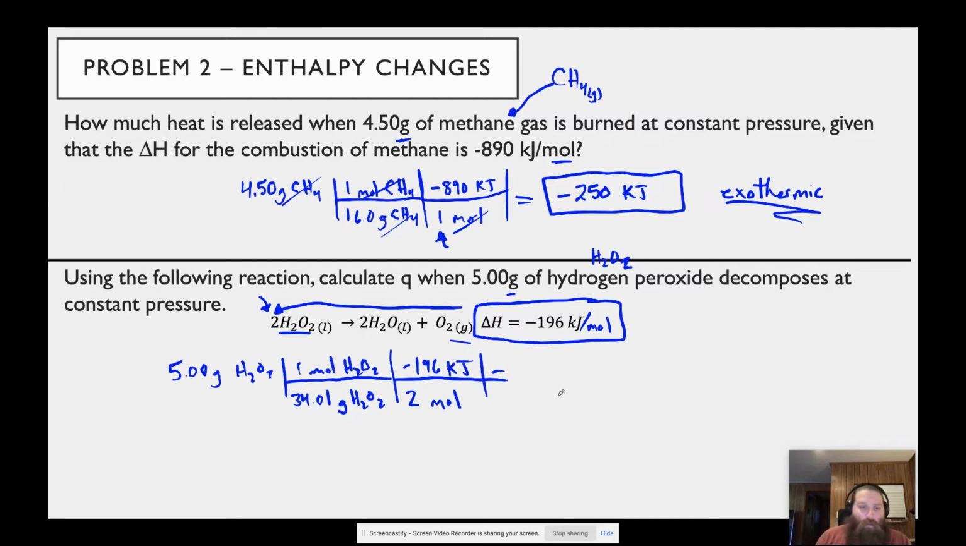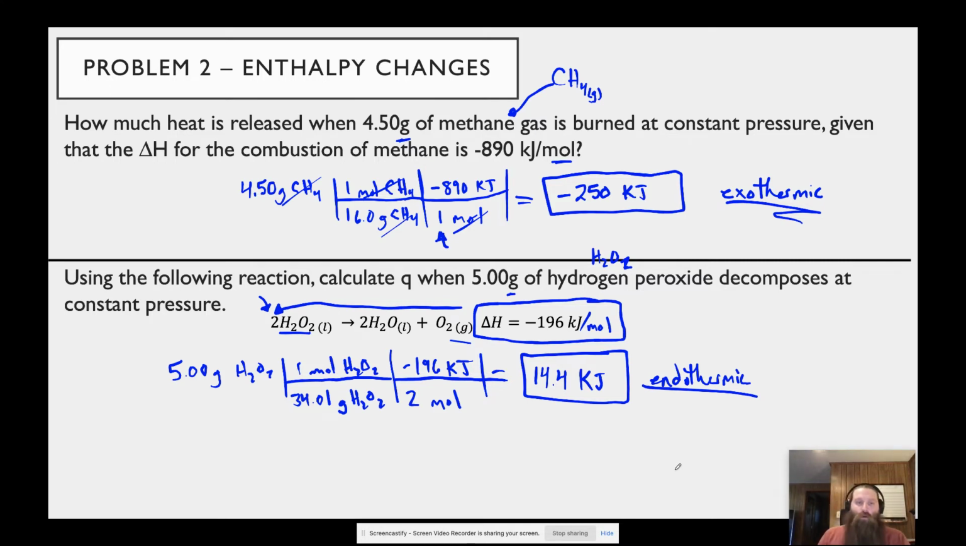And so now I'm going to run my math problem: 5 divided by 34 divided by 2 times negative 196. And I'm going to get 14.4 kilojoules as my answer. This is positive, so we would probably say endothermic if we were asked about the state of the reaction.